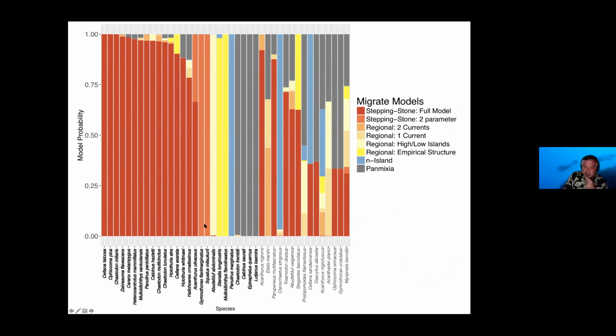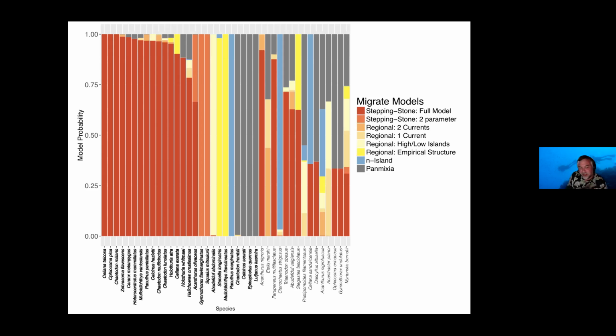And what you can basically see here is that 18 of the 26 species came back with some clear model that it chose, whether that was panmixia or the full stepping stone model or the 2-parameter stepping stone model. And most interestingly, notice that it picked the full model. So it picked what our understanding of nature is, which is that every population is of a different size, and migration rates are all different.